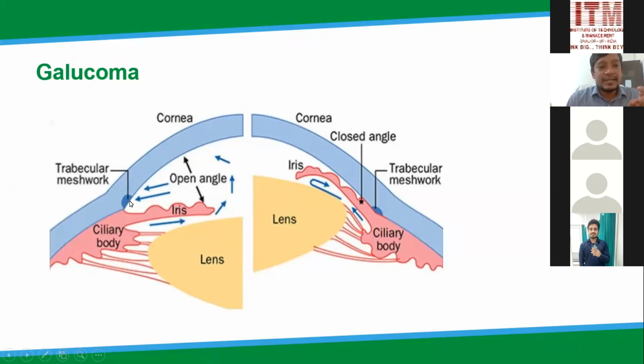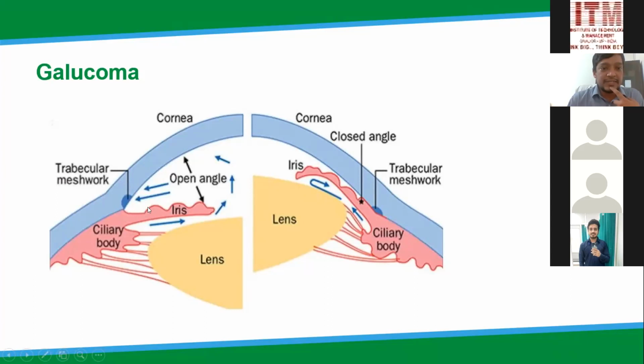Sometimes this trabecular meshwork, from where the aqueous flows out, gets blocked. Because of that blockage, the aqueous does not come out properly from the eyes, and that creates pressure inside the eyes. So there is an increase in intraocular pressure. There is another structure you should know, which is called the angle.